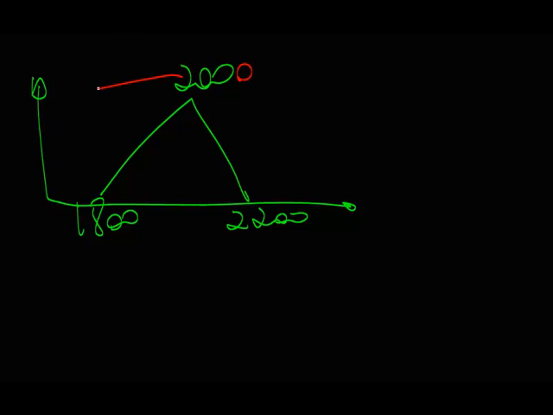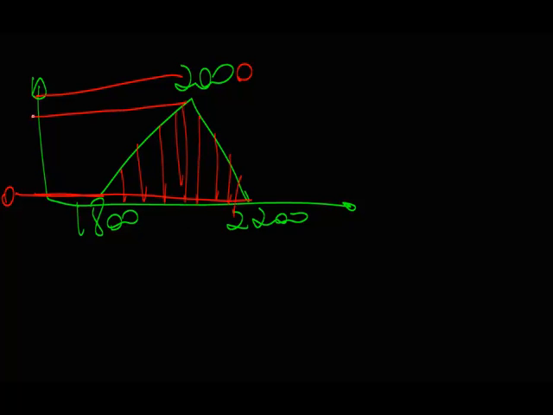So 2000 is what we have, the highest probability of happening, and 1800 and 2200 will have a probability of zero. Everything in between will have initially a growing probability and later a declining probability. Okay, so basically this is the probability.